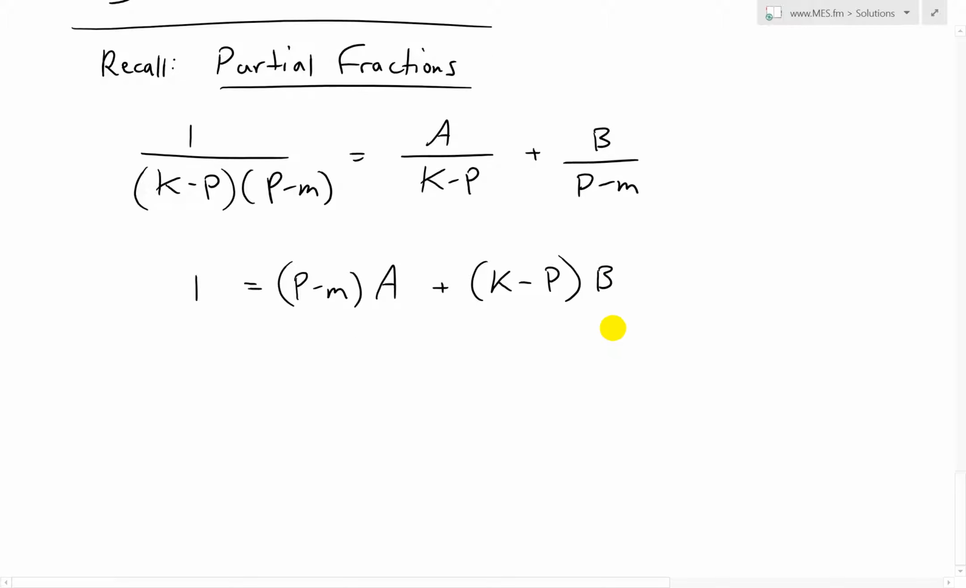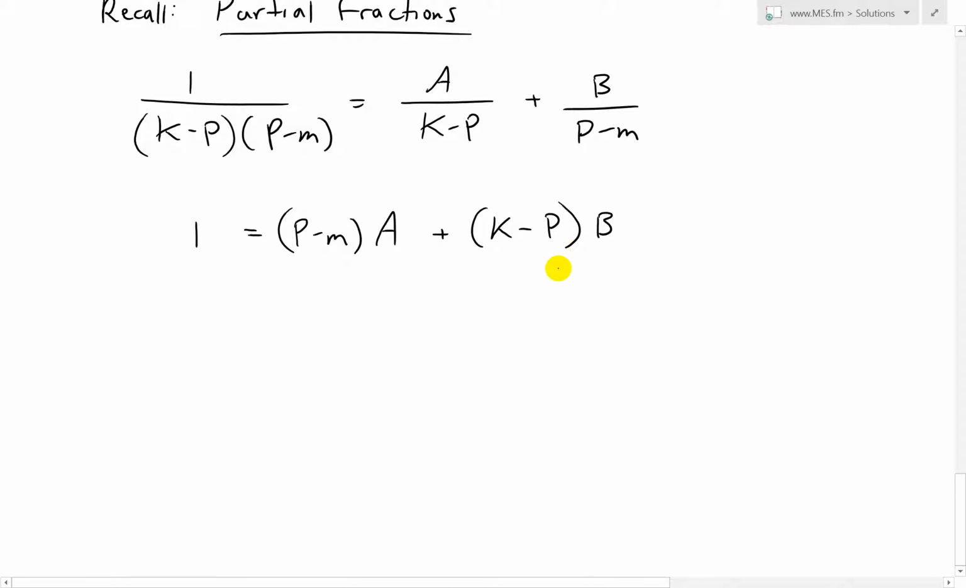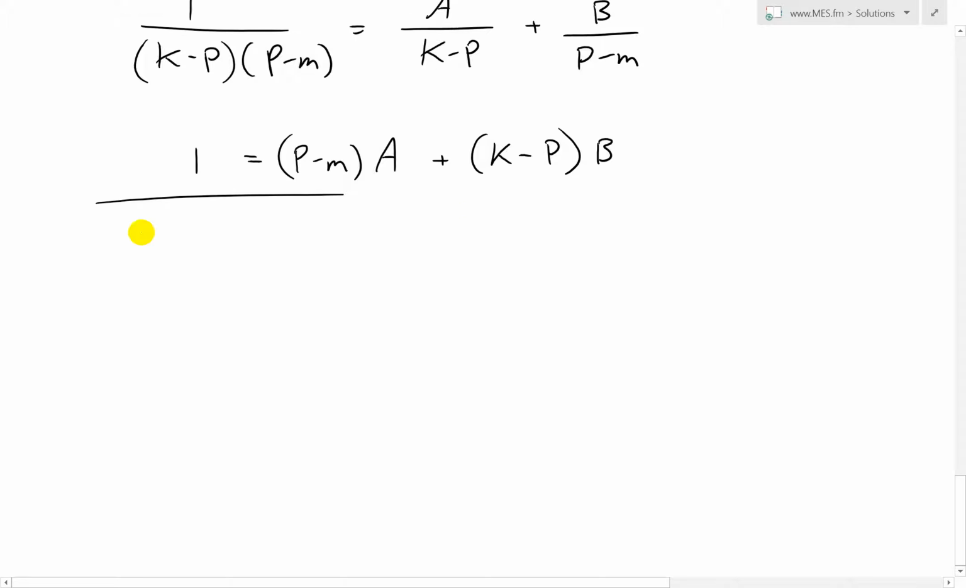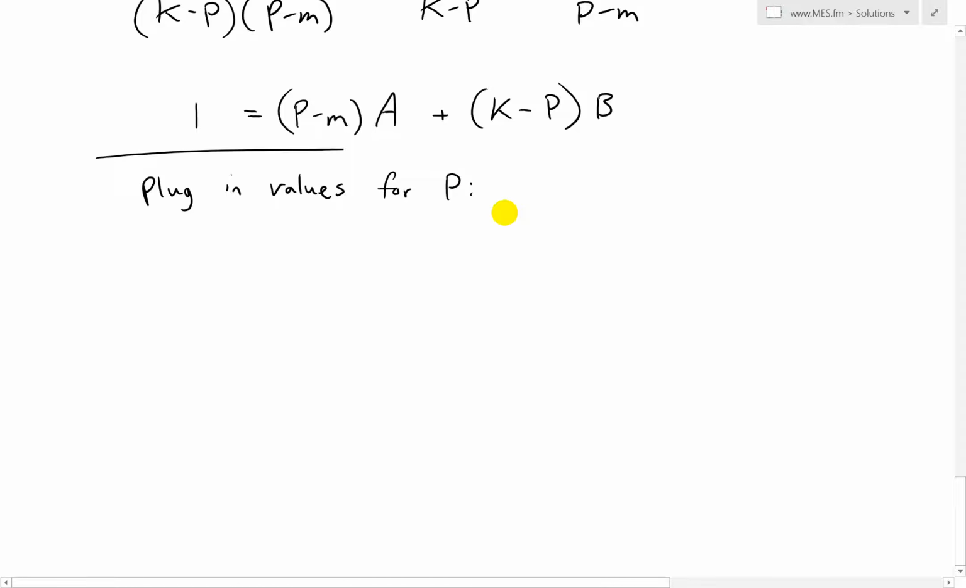Now we could try to simplify this further and solve it directly for A and B, but notice from here what we could do is instead just plug in values. This is another strategy in partial fractions. Because A and B are constants, whatever values for p you plug in, since p could change, A and B will still be the same. It's constant.